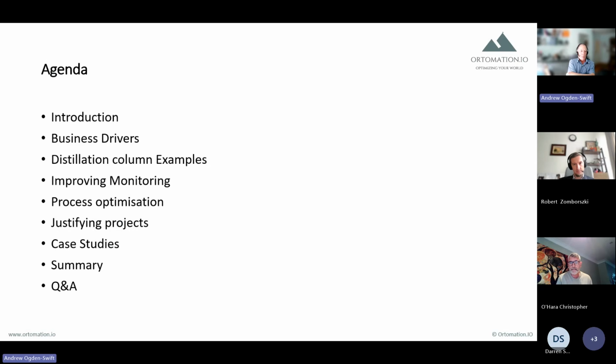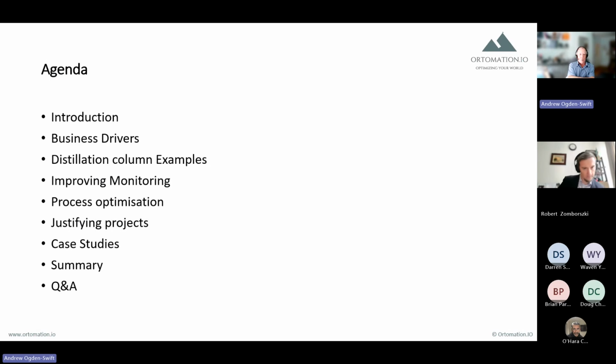So we're going to talk today about using digital technologies to reduce energy use. We're going to start off with an introduction around the general topic and business drivers. Going to touch on a distillation column as an example, and then there are really two technologies that many sites can rapidly invest in to improve energy use quickly. One is monitoring, and the second is real-time optimization. So we're going to talk mainly about those. We're then going to talk briefly about justifying projects, a couple of case studies, a summary, and then Q&A.